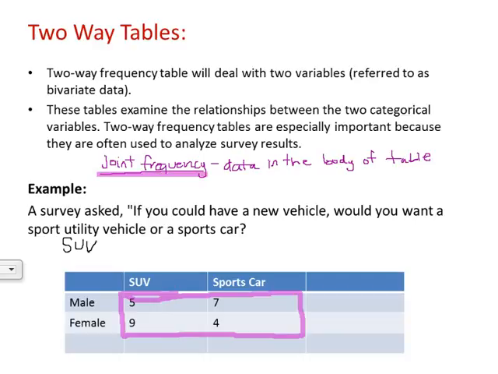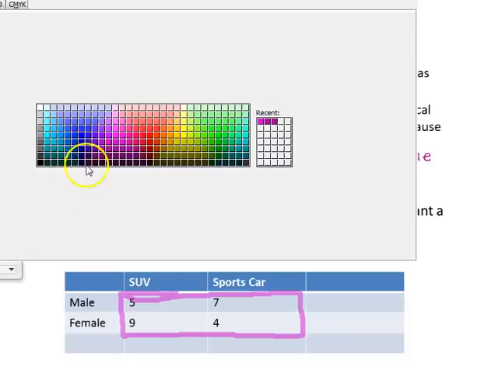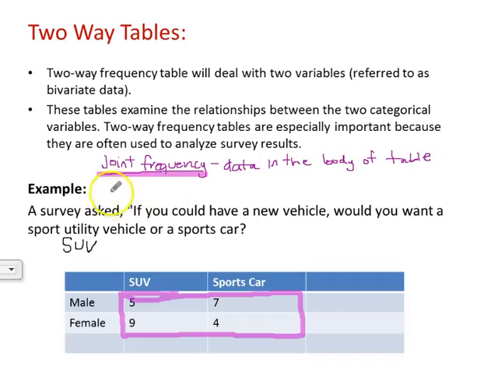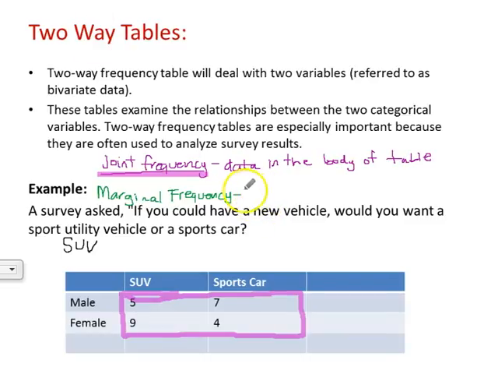We also have another type of frequency, and let's do that in green, which we call the marginal frequencies. This is important information, so please write this down in your math notebook. It will help you this week. Marginal frequencies are the totals or the sums. So for marginal frequency, think totals. It's the sums of the columns and rows.